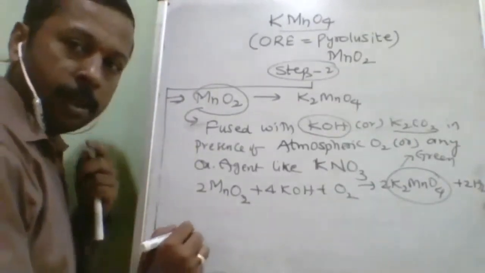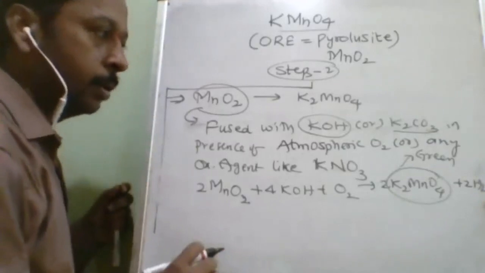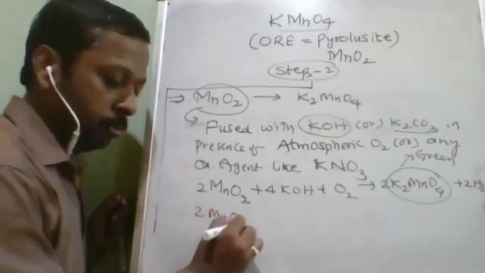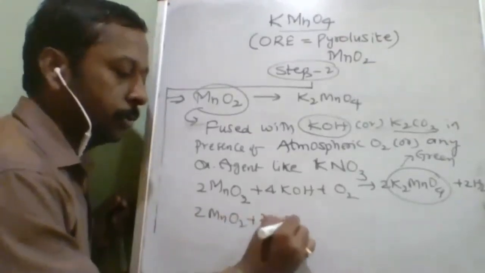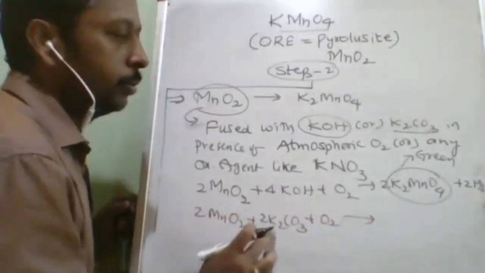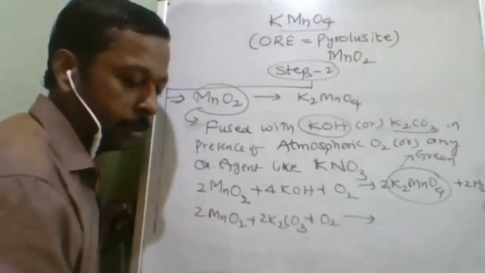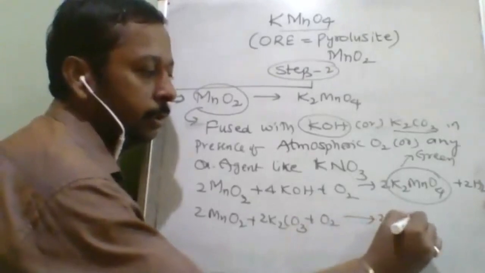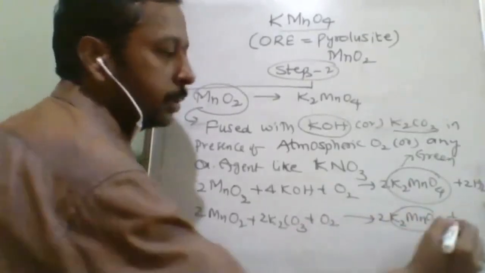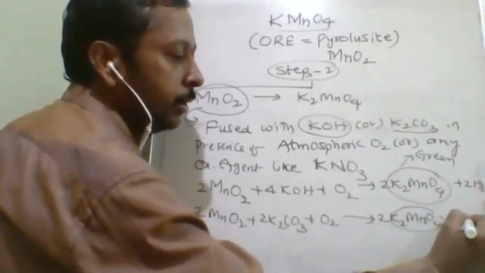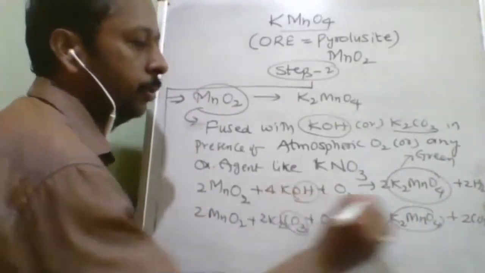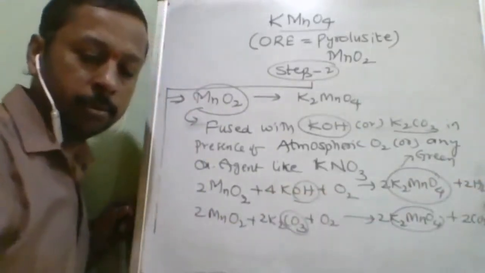Then apart from this, 2MnO2 plus 2K2CO3 plus O2. We can use K2CO3 also in place of KOH. It will give 2K2MnO4, again the same green colored product, plus instead of 2H2O it will be CO2. Here it is CO3, therefore CO2. Here it is OH, therefore it is H2O.